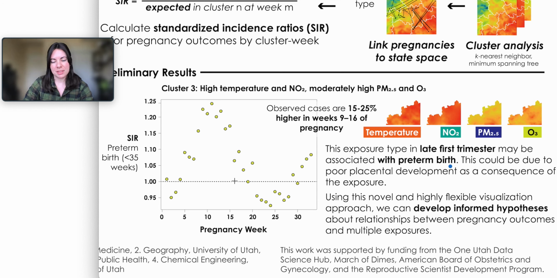So women who have this type of exposure late in their first trimester are about 15 to 25% more likely to have a preterm birth. This could be possibly due to poor placental development as a consequence of this exposure. But importantly, we've made this large data set more tractable, allowing us to formulate this hypothesis that we can now go on to test. Thank you.